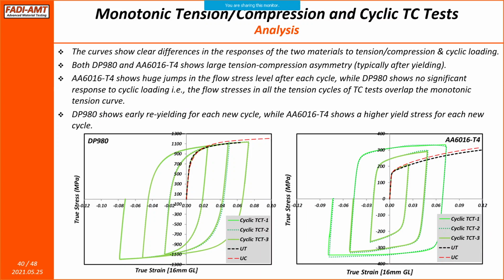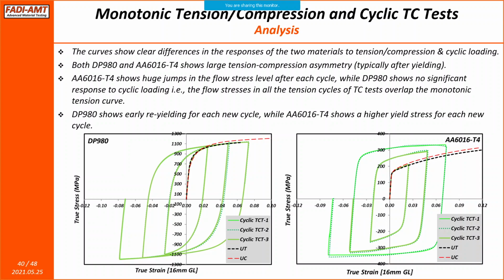Now here we've plotted the TC tests as well as the uniaxial tension and compression tests on top of each other, and we see clearly that the two materials respond to the tension, compression and cyclic loading in a very different way. If we compare the DP980 on the left to aluminum alloy on the right hand side, both show large tension compression asymmetry. The red curve is higher than the black curve, and that is typically after yielding. So the compression curve has a very different n value and a very different slope basically, which has to be accounted for.